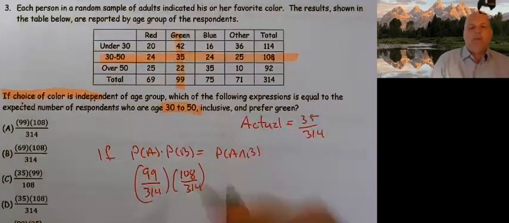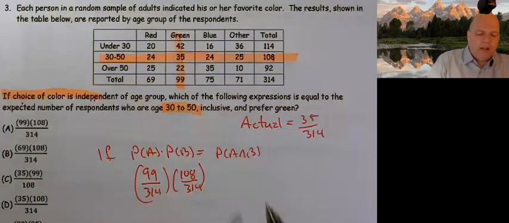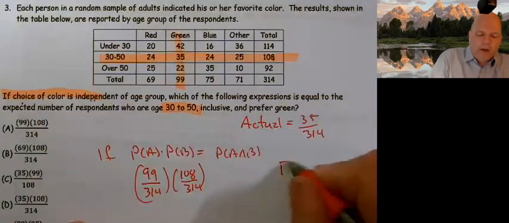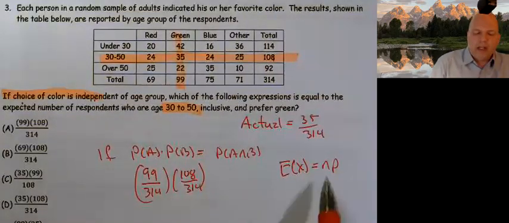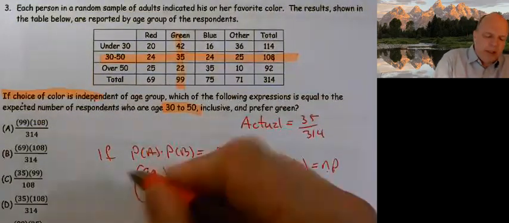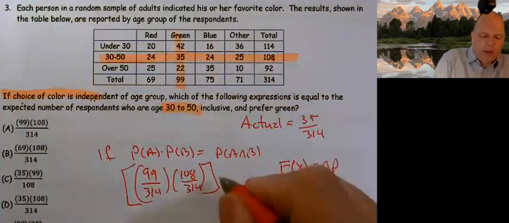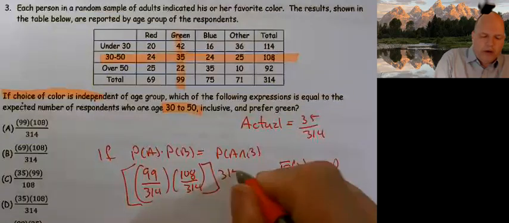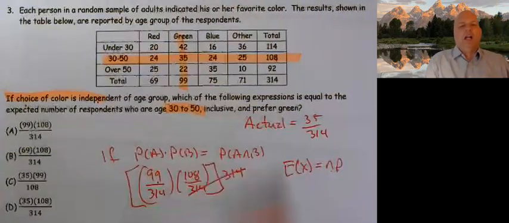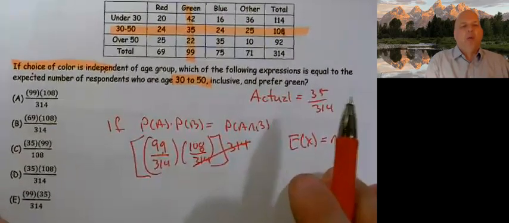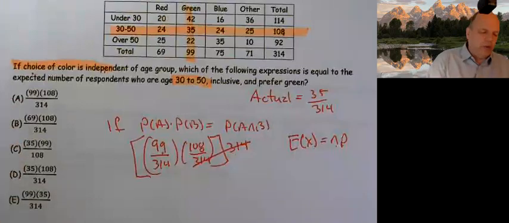Now this ends up giving me a probability, all right? Well, what's expected value? Expected value equals N times P. My sample size times my probability. So in other words, I need to multiply this by my sample size, which happens to be 314. Those cancel out, and I end up getting 99 times 108 over 314. So my answer choice is A.